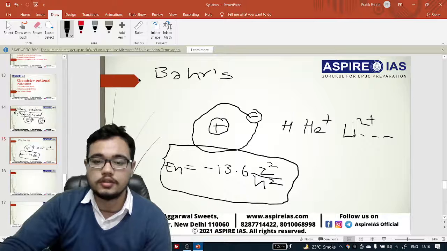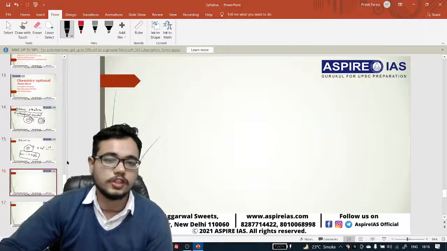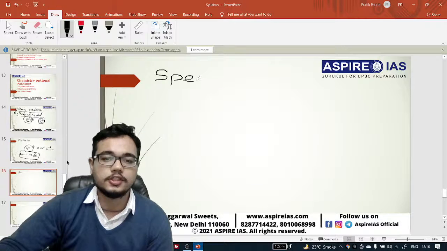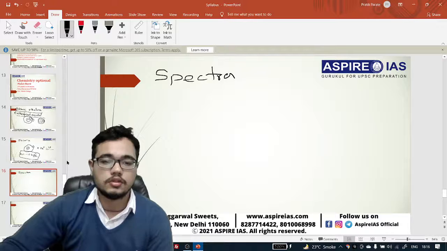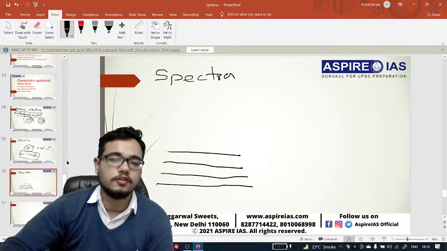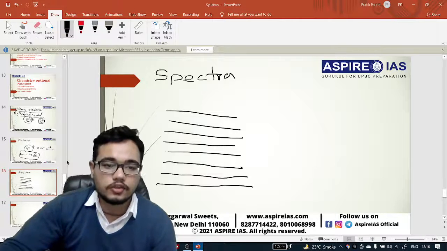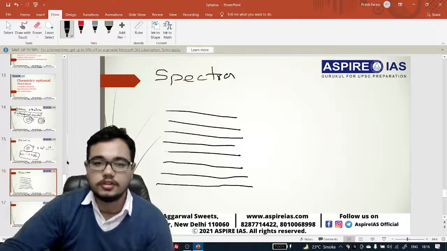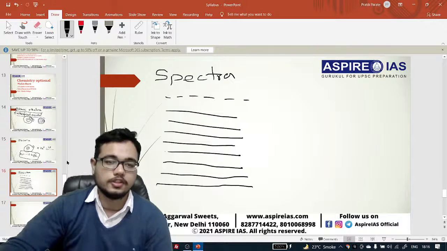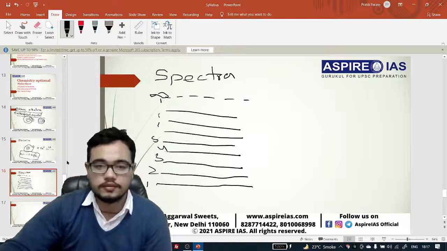According to this, Bohr explained the spectra of the atom. How did he explain the spectra? He said that upon gaining energy, electrons move from one energy level to another. Upon gaining, they move to a higher energy level, and upon losing, they move to a lower energy level. When an electron absorbs energy and comes back to the ground state, on releasing energy it gives spectra. So these are the energy levels 1, 2, 3, 4, and so on up to infinity.